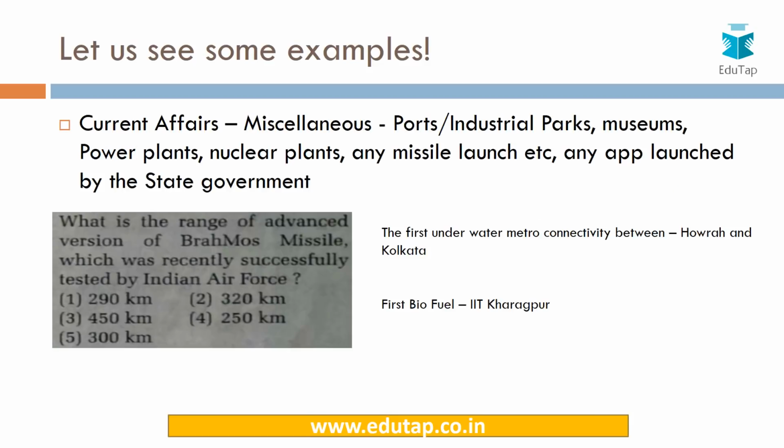Moving on to the miscellaneous part, we see that what is the range of advanced version of BrahMos missile which was recently successfully tested by the Indian Air Force. Again, this is a question which is related to current affairs, but we need to know the details as well. It is not just enough to know that BrahMos missile was recently tested, but we should know the range as well. This is a kind of extrapolation which we need to understand that exists with every current event that is taking place.